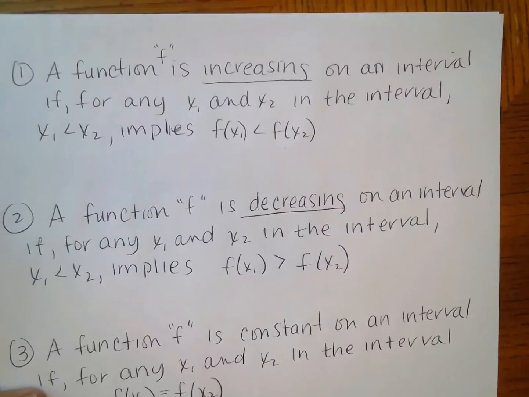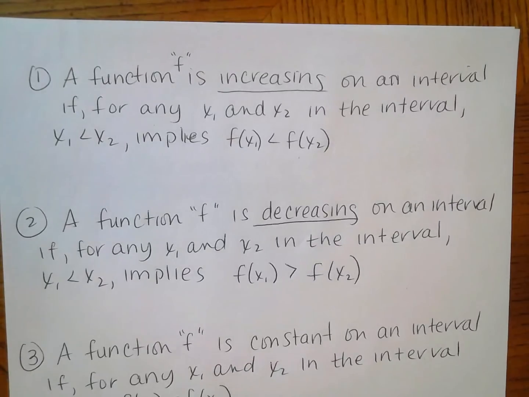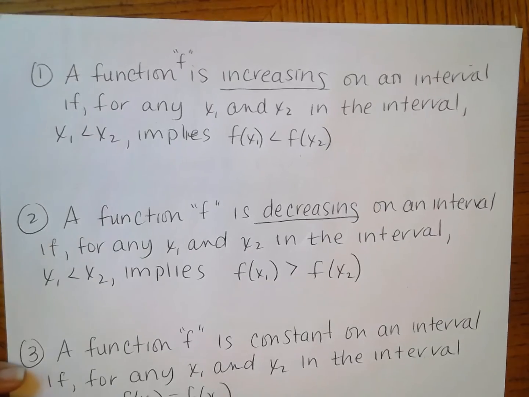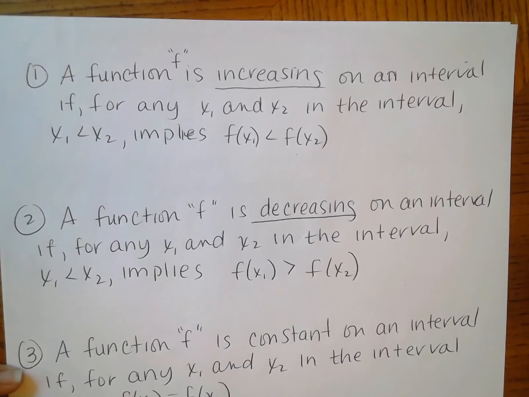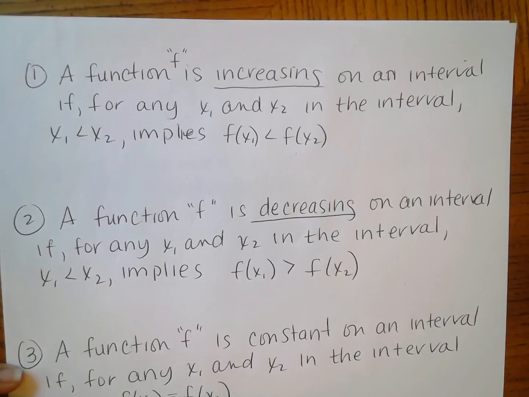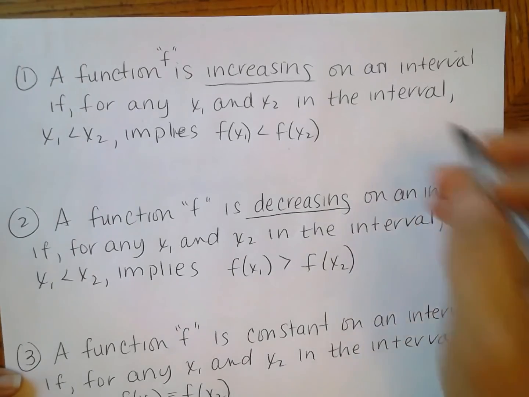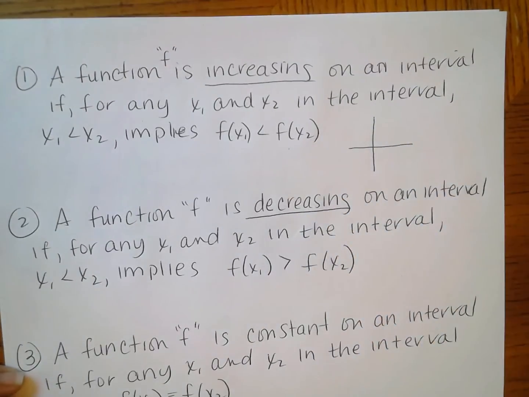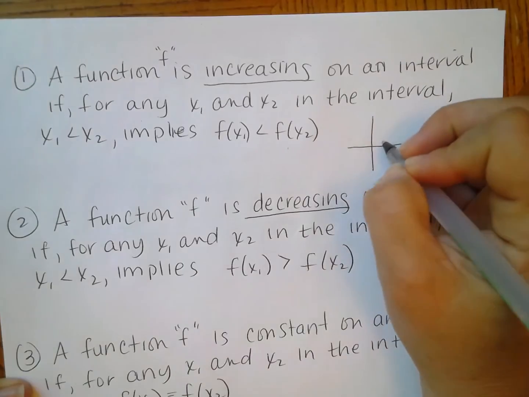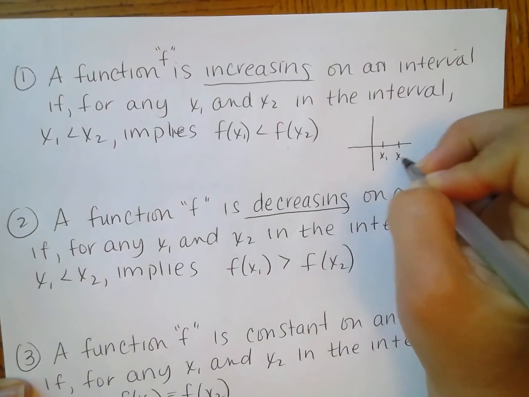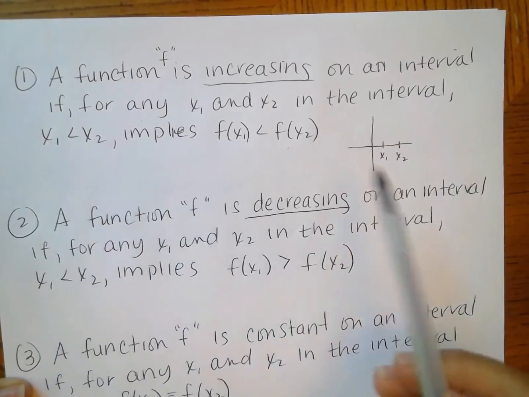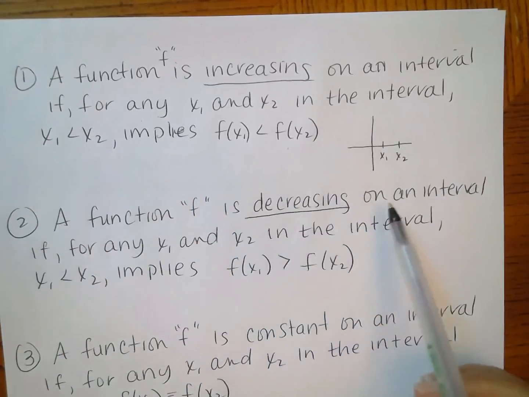All right, so one more thing that I want to talk about while we're talking about graphs here is increasing, decreasing, and constant graphs. A function f is increasing on an interval if for any x1 and x2 in the interval, x1 less than x2 implies that f of x1 is less than f of x2. Now that sounds kind of complicated, but all it really means is that if I have a graph and it looks like this, then x1 less than x2 just implies that on the number line x1 is to the left of x2.